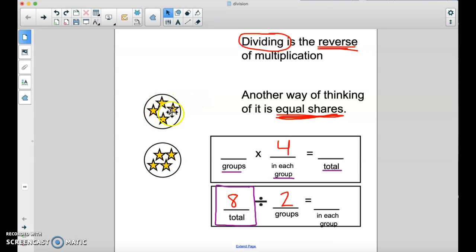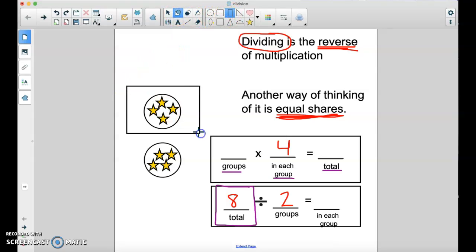So look, they both have equal amounts. There are 8 total stars. That's what we started with. But what we had to do is put them into 2 equal groups, and we had to divide them so that they both had the same number. Now, how much does each group have? If I just zoomed in on one group, how much does one group have? Let's count the stars. 1, 2, 3, 4. Oh my, look at this. 4 stars are in each group.